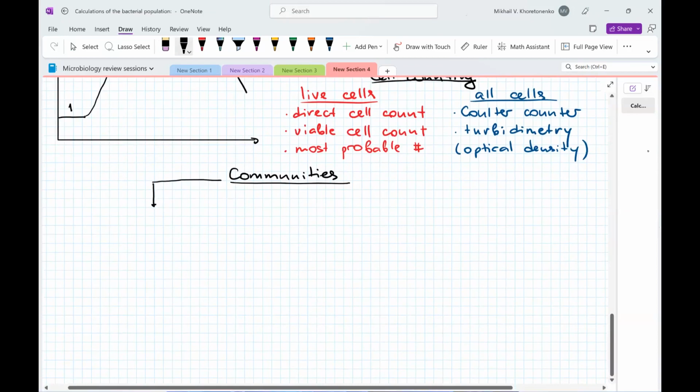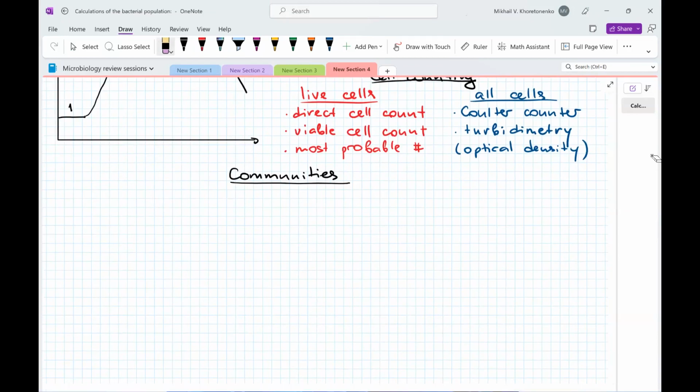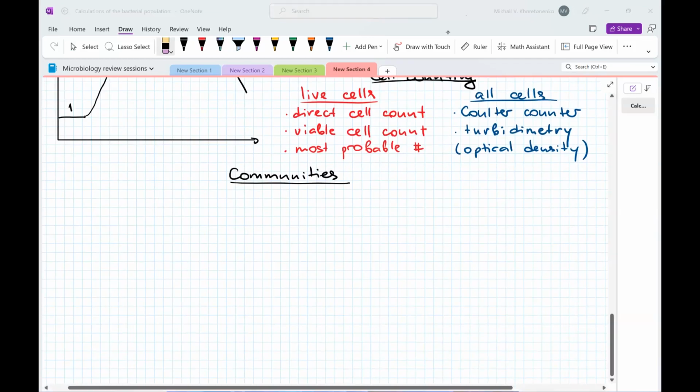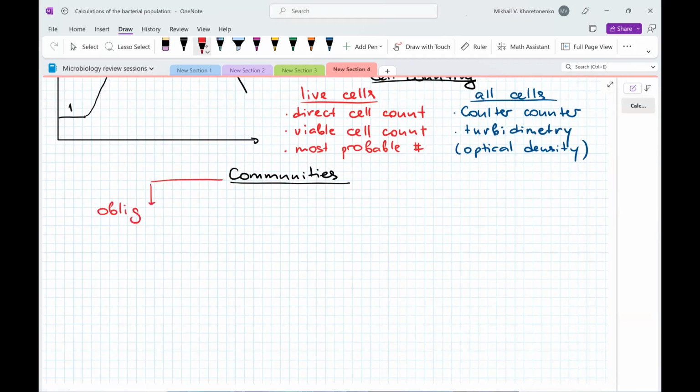So communities, microbial communities. What you've got to know is that we have obligatory relationships, all right? What I'm talking about is mutualism, commensalism, and parasitism.